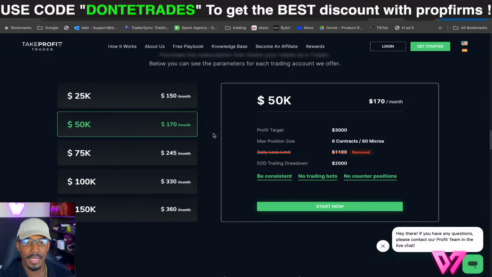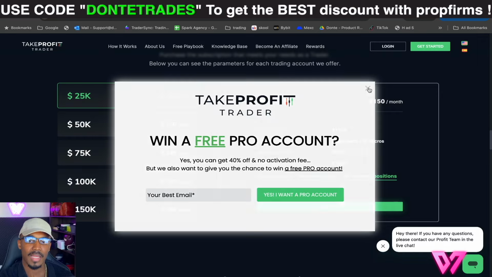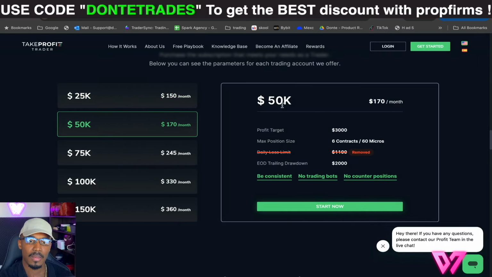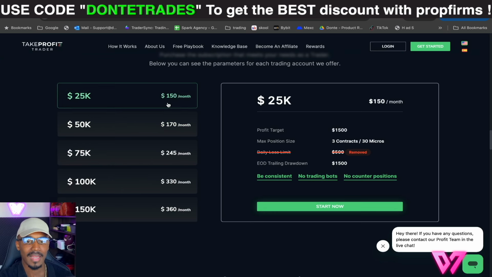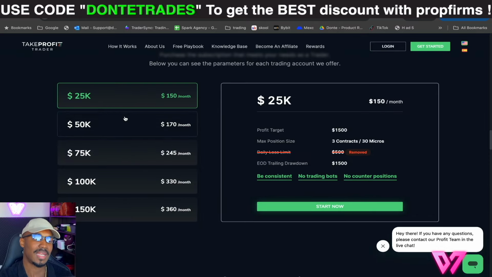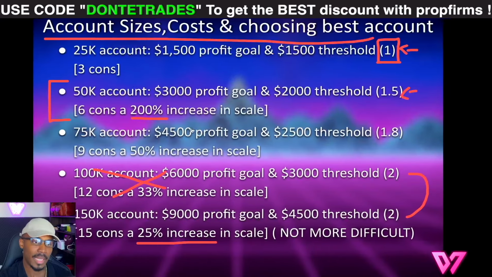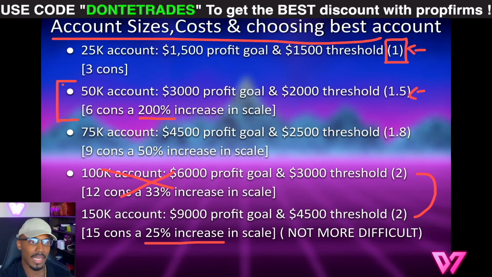For the 25K account, you can see the difference in price between these two. The 25K account is $150, but the 50K account is only $170. So literally for $20 more per month, and it's actually less than $20. I think it's only like a $10 or $12 difference between the 25K and the 50K account, and you get literally 200% more in leverage and contracts. So for most people, for all intents and purposes, the 50K account is just the best value for money.